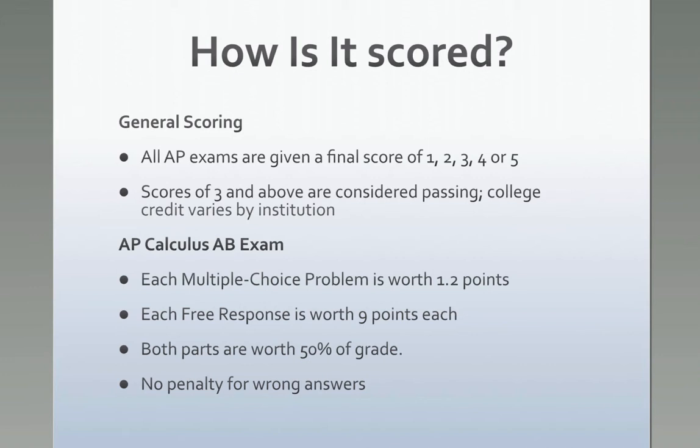Some institutions give credit only for 5s. Some institutions give credit only for the BC exam. Others will give AB credit for 3, 4, and 5. Sometimes they'll give you general credit, sometimes they'll give you specific credit, meaning some colleges may still require you to take their first math class, whereas other colleges will pass you out of their Calculus 1 or Calculus 2 requirement.